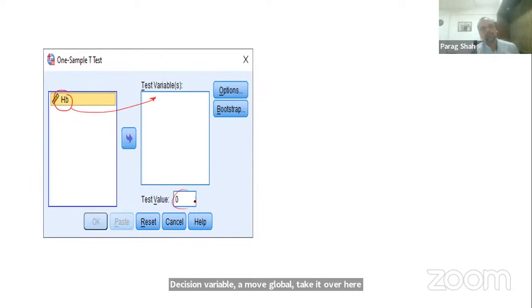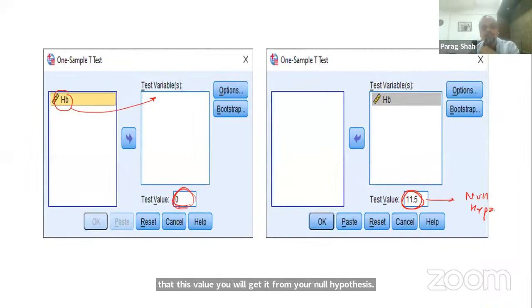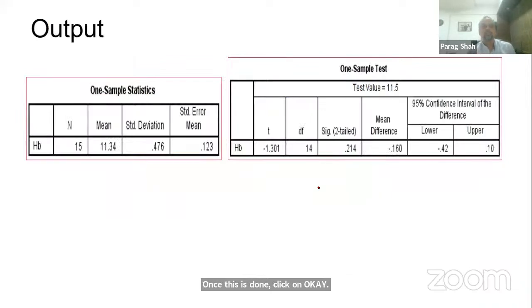What will be the test value now? What was taken in null and alternative? Over 11.5. So this value you will get from your null hypothesis. Once this is done, click on OK. You'll get this result. Then this is your t value, and this is your p value.